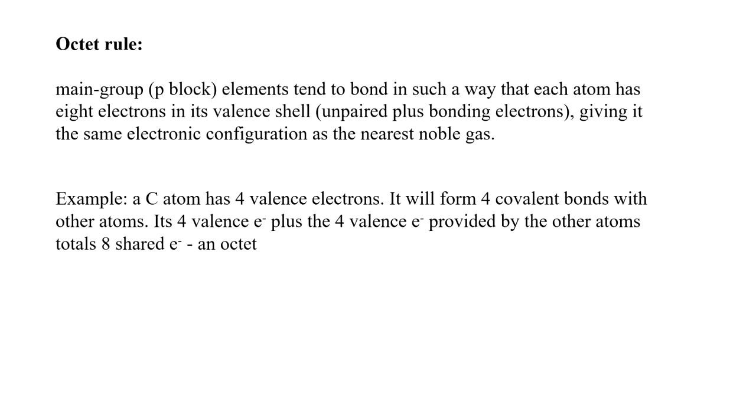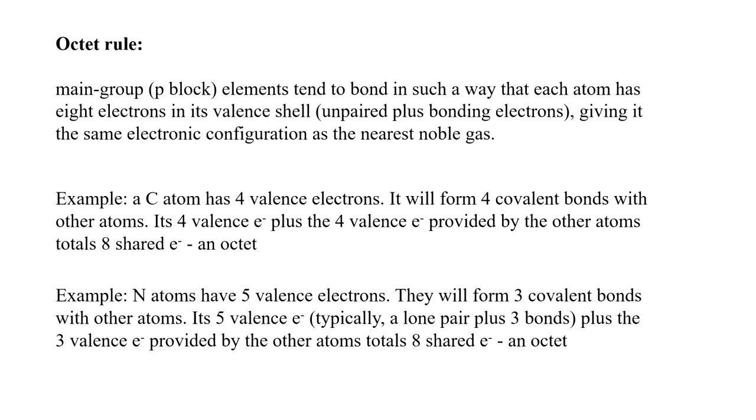Now next, we can look at a nitrogen atom. A nitrogen atom has 5 valence electrons, two 2s and three 2p's. These tend to form 3 covalent bonds with other atoms. We'll see later on that we'll call that a lone pair and 3 bonding pairs, plus the 3 electrons that come from other atoms through their bonds, give a total of 8 for the nitrogen atom. So it looks like it has an octet.